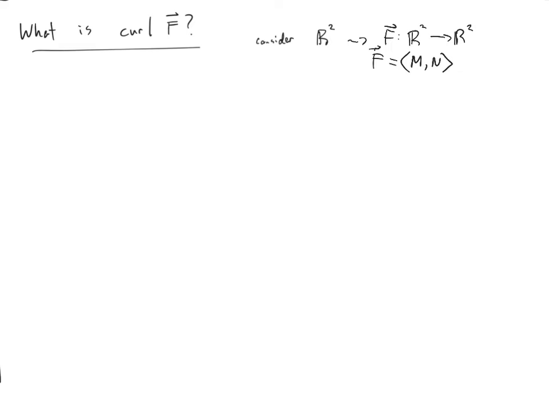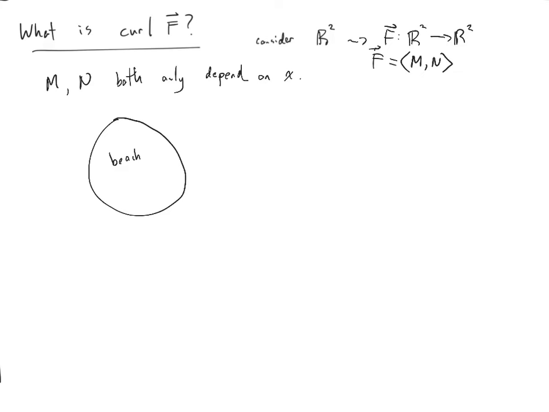Now I'm going to pretend that f is only changing as you change the x values. So m and n both only depend on x. And so imagine what you have is this vector field in space, and you think of the vector field as flowing water. And what you do is you drop a beach ball in the vector field. So you've got this beach ball floating in your vector field.